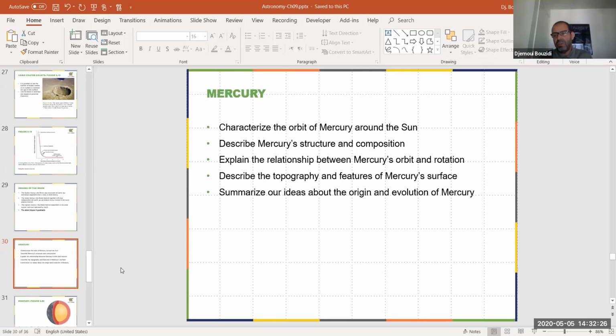This is what we thought, at least for a long time, until recent studies, actually in the 1960s, confirmed that that's not true. So we're going to talk about the fact that Mercury has a spin that is different from its period, from how long it takes to go around the sun. Okay, and then we'll talk about its topography and basically how this thing evolved.